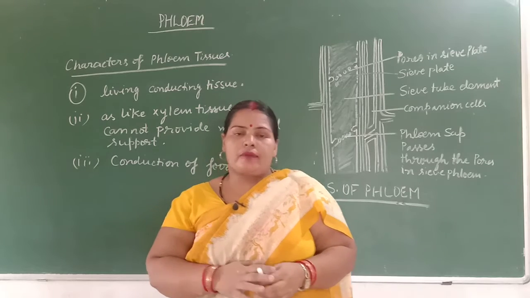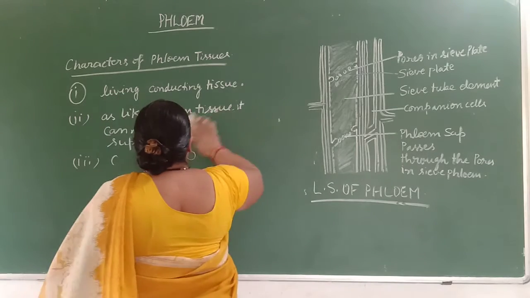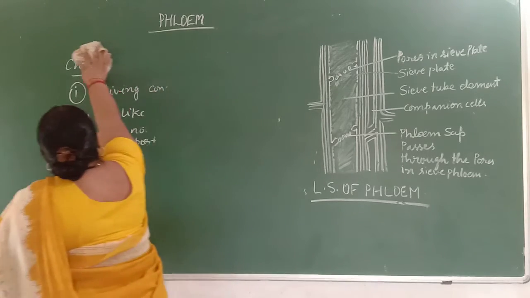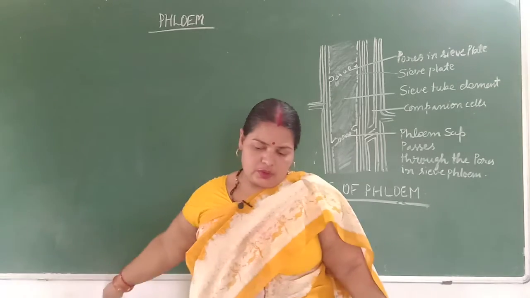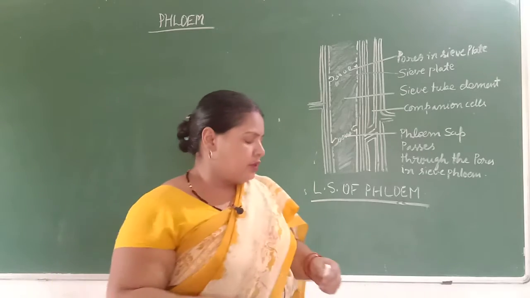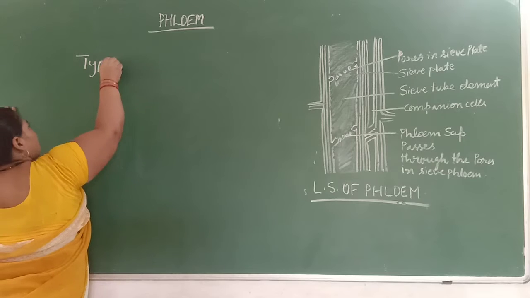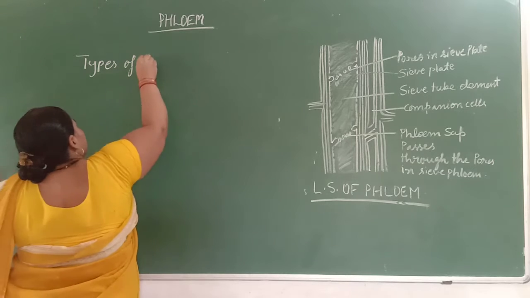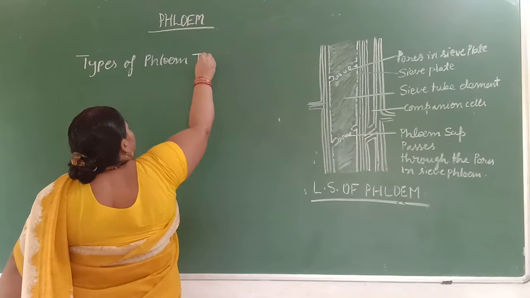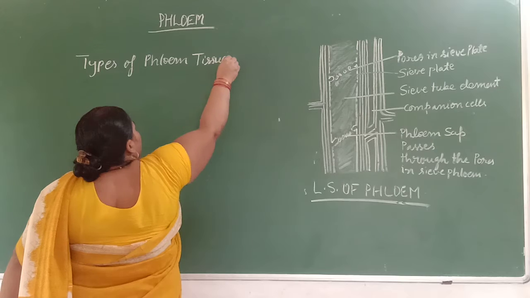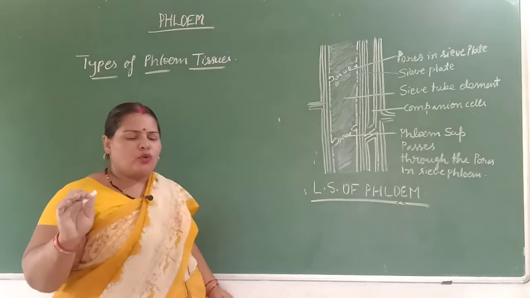So students, after that you learn the types of the phloem tissues. What are the types of phloem tissues? You write here, types of phloem tissue. How many types of the phloem tissue? Phloem tissues are of 4 types.